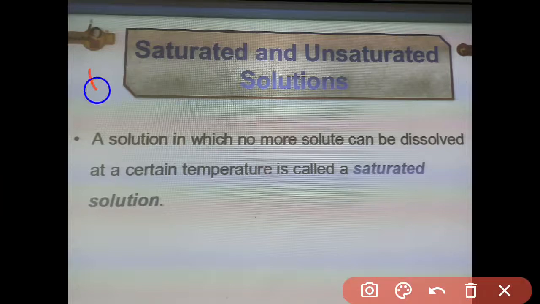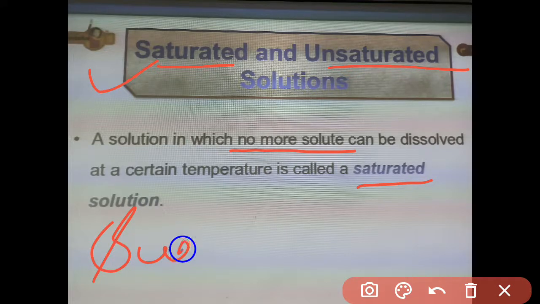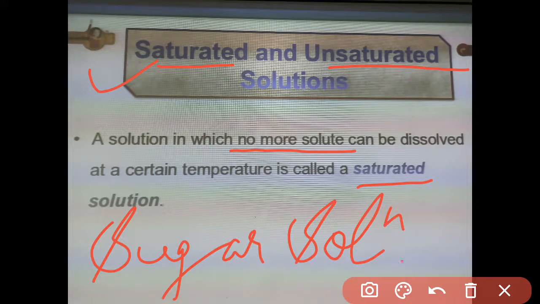Now we have two types of solutions. We can categorize solutions in two parts. The first one are the saturated solutions and the other one are the unsaturated solutions. So saturated solutions are the solutions in which no more solute can be dissolved. Let us take a sugar solution. We have taken the example of sugar solution.